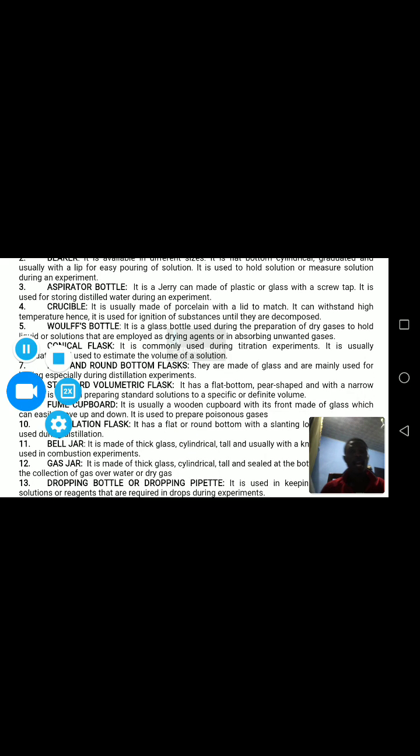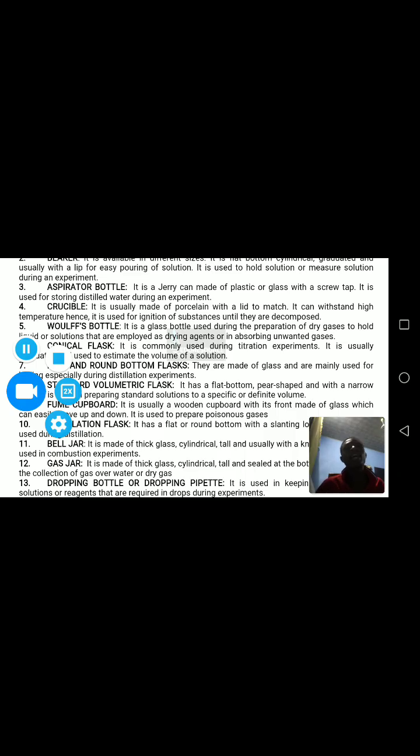All right. So the next one is aspirator bottle. It is a jerry can made up of plastic or glass with a screw tap. It is used for storing distilled water during an experiment.